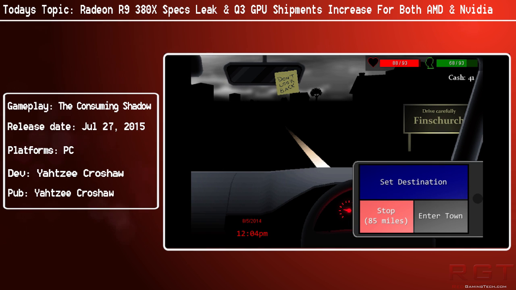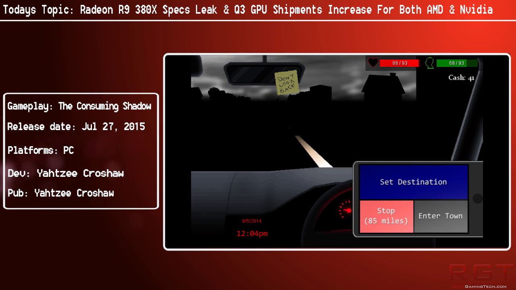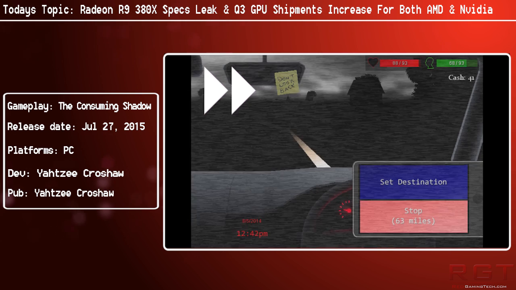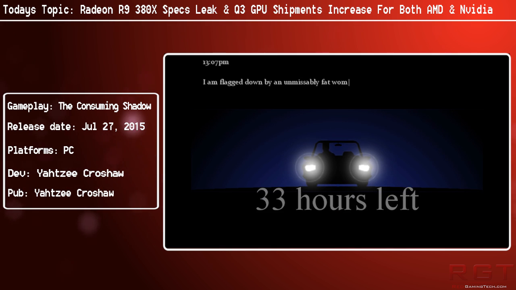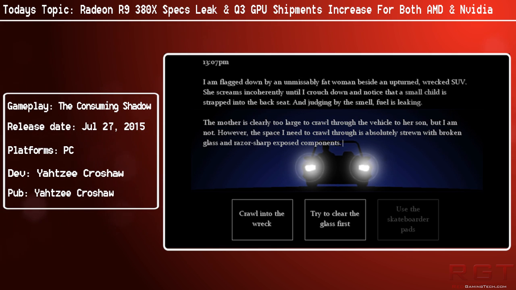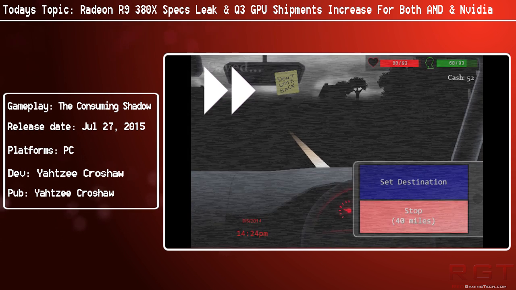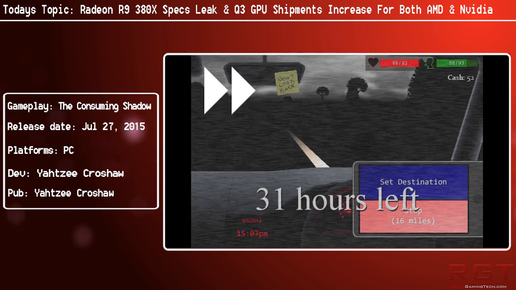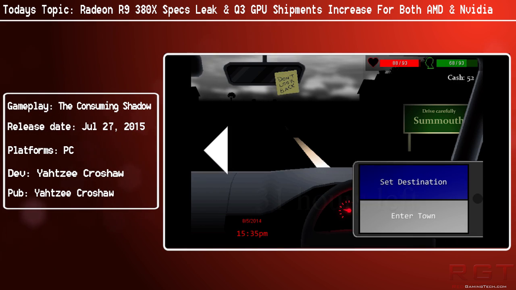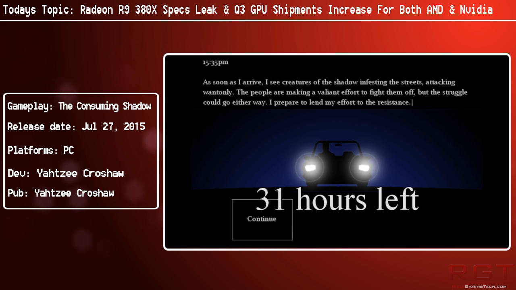Now, I did mention as well, we have some results regarding the market share for, I guess you could say, the discrete GPUs. So, is it a good thing? Well, yes, actually, for both AMD and Nvidia, we've seen a rather nice bump in shipments. That's right, AMD have increased their market share just a smidgen.